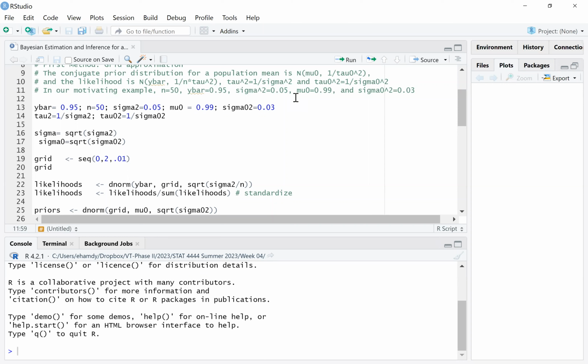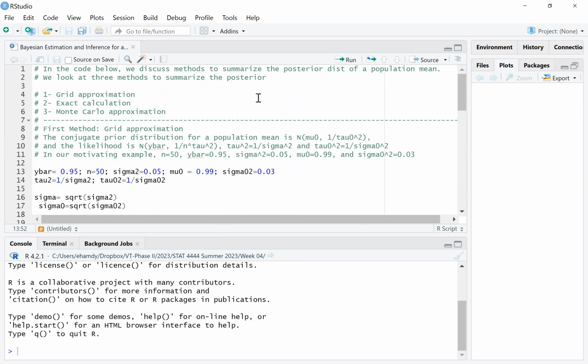Hi guys, this video is to practice on the posterior distribution of the population mean. As we have done before, I will cover three methods to summarize the posterior distribution of the population mean. The first one is grid approximation. The second one is the exact calculation in our lecture note. The last one is Monte Carlo approximation. It means I will randomly select a sample from the exact posterior distribution and work on the sample.